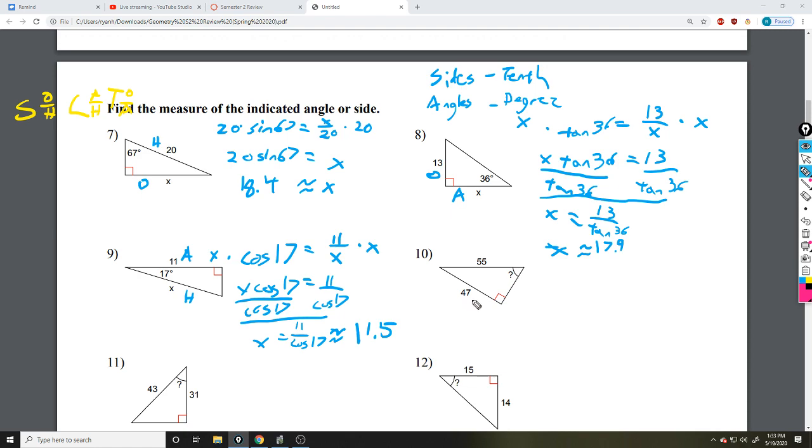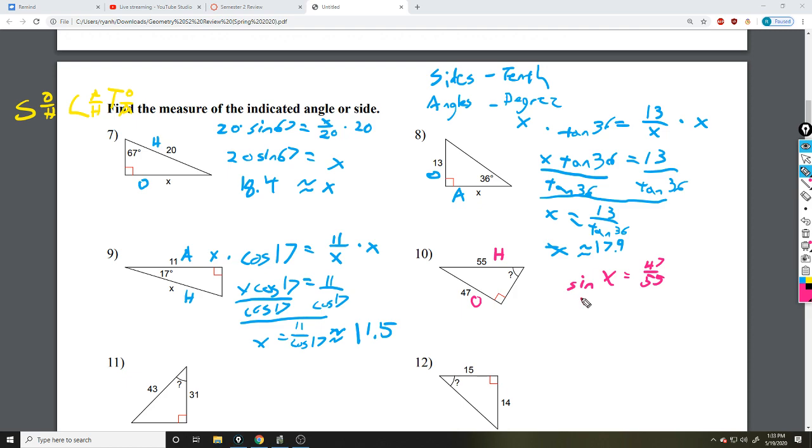Let's see, we have opposite here and hypotenuse. That's what we know in terms of the angle we're trying to find. So opposite and hypotenuse, that's sine. Sine of my angle, which I don't know, equals opposite, which is 47, over the hypotenuse, which is 55.